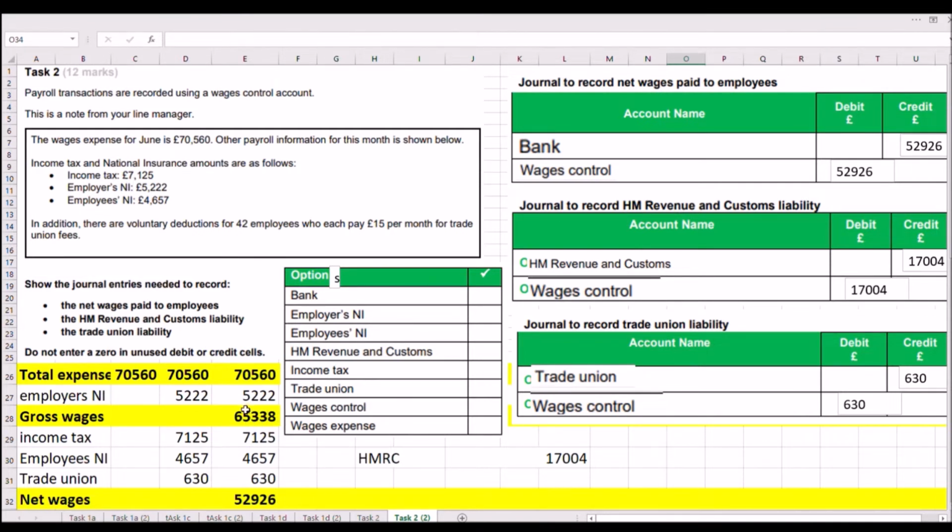Now, let's say you were given the gross wages instead of the total expense. Then you put that one in there, you'd put these around, and then you'd add that onto the gross wages to get to the total expenses. Or if you were given the net wages, then you put that in there, and you'd build them up.